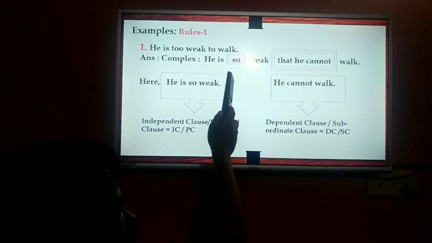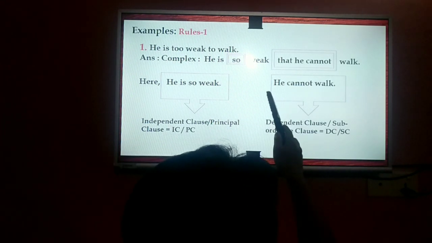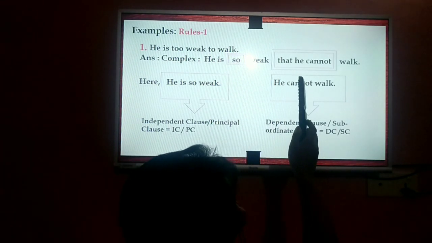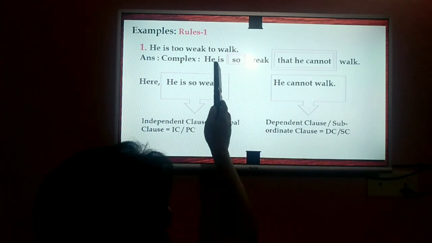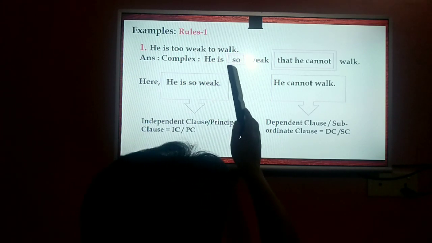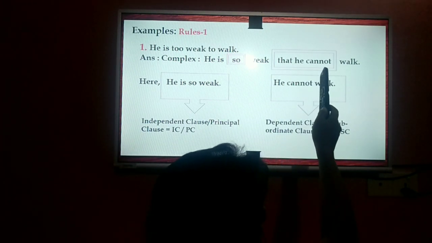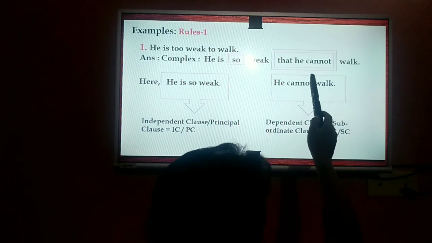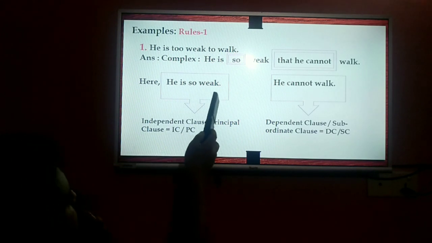He is so weak. This is present simple tense, so I use cannot. If the first sentence is, that means he was weak, is past indefinite or past tense, then we can use could not or did not.